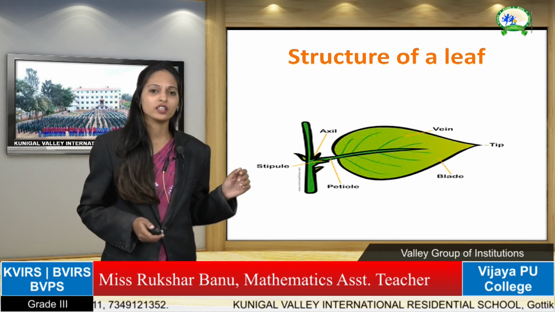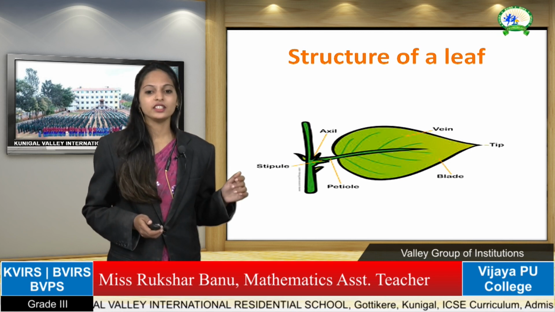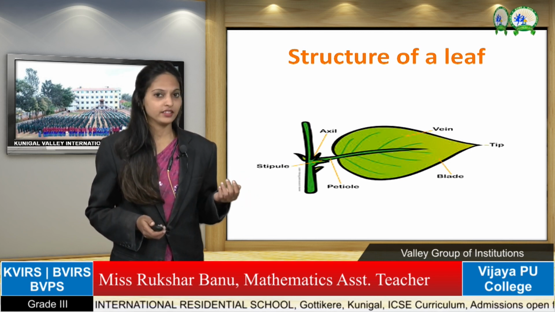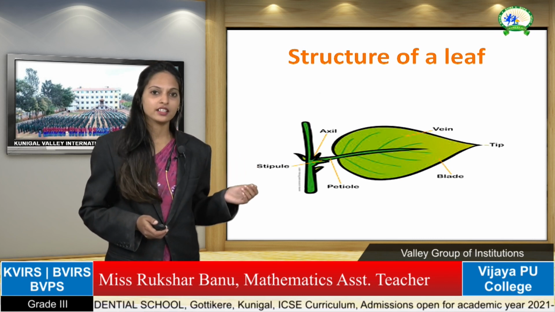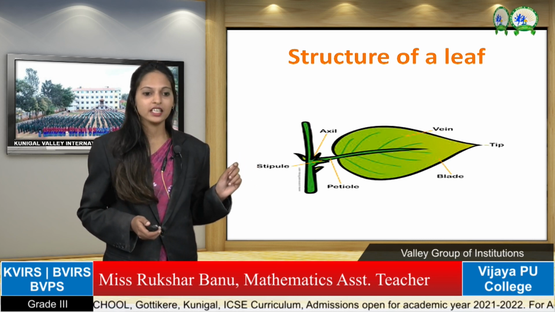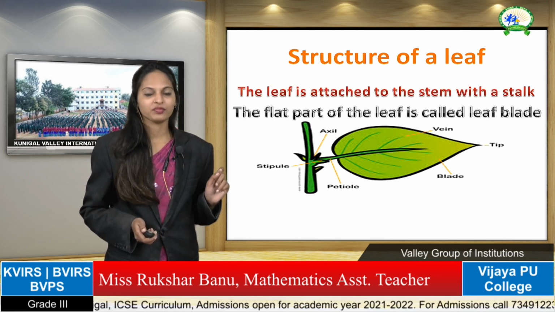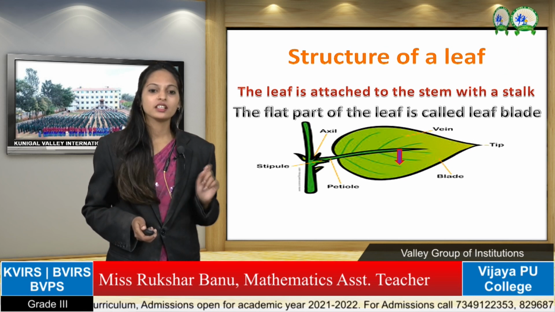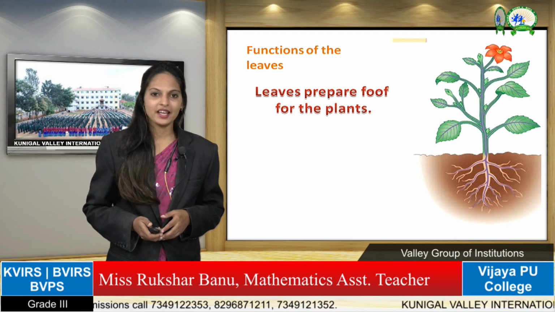The leaves get water through veins. And on the underside of the leaf, that is below the leaf, not on the leaf, there are tiny pores. What are they called? Stomata. That is the stomata. Is it clear, children? What is that? Stomata. Here you can see leaves prepare food for the plants.